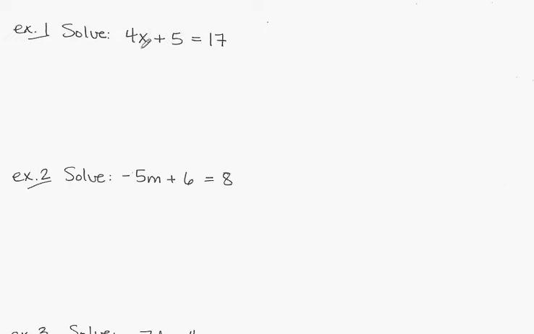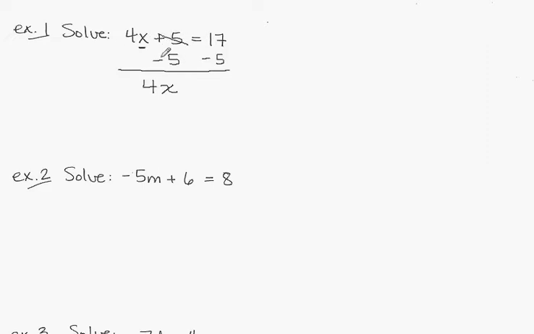We're trying to get the x all by itself, and the things keeping the x from being by itself are this 5 and this 4. So our job is to free the x. So first thing we're going to do is subtract the 5 from both sides, like this. And we get 4x.